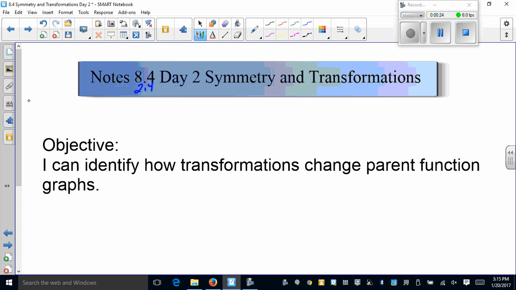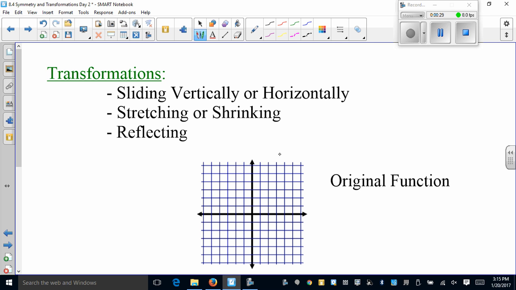So we're going to just start with a simple function, say absolute value of x. Absolute value of x is a nice little V-shaped function with a slope of 1 on the right and a slope of -1 on the left. But what we want to see is what happens if I start moving things around.